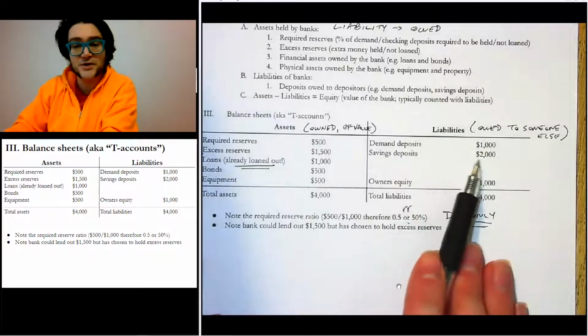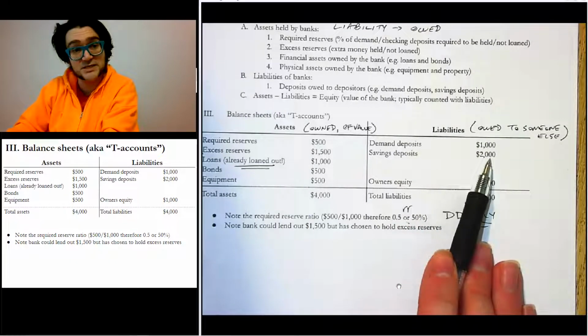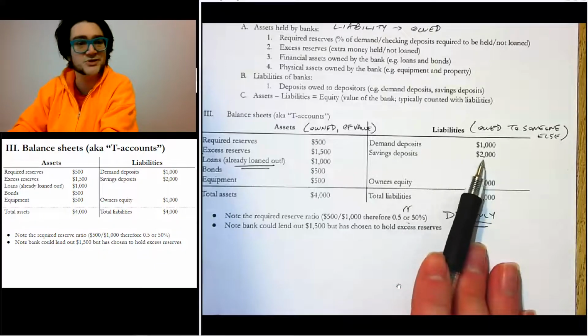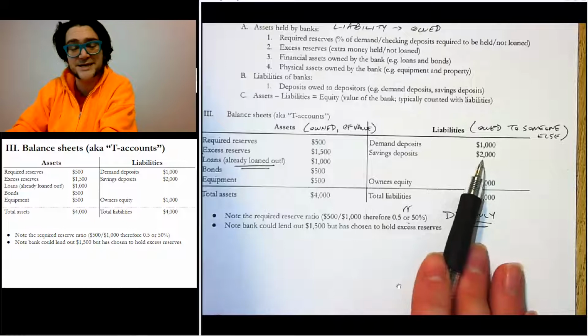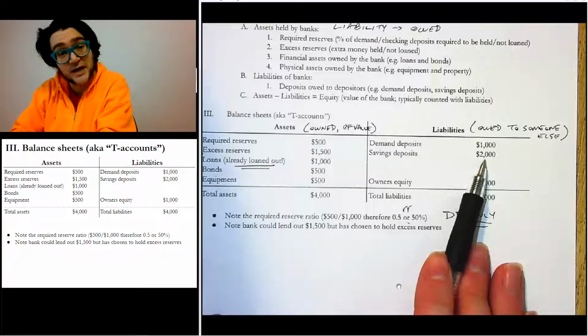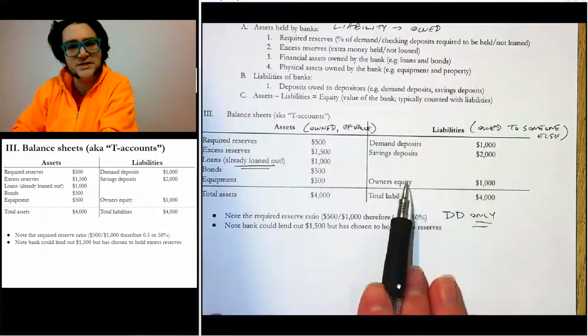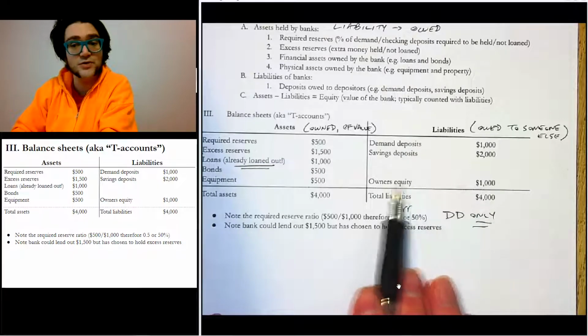There's also often another line on the liability side for savings deposits. So sometimes it'll say savings accounts, or it'll say certificates of deposit or something like that. It's basically everything that's not a checking account is going to get listed also. And then you can see this other line called equity or owner's equity.